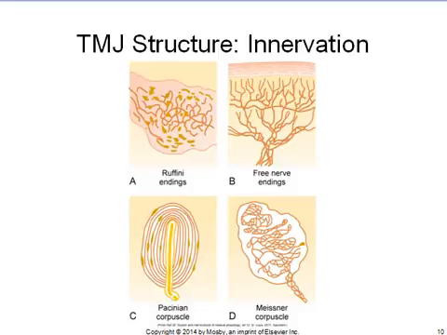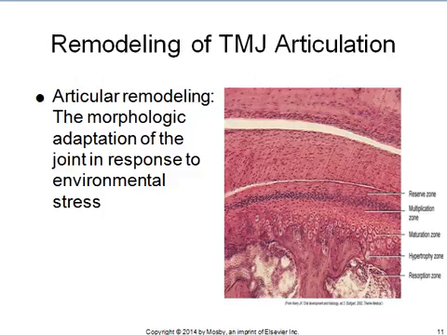Four types of nerve terminals are located in the TMJ. Ruffini endings are sensory receptors that respond to mechanical pressure. Free endings sense temperature, pressure, and pain. Pacinian corpuscles are encapsulated endings of sensory nerves that act as a receptor for pressure and vibration. Meissner corpuscles are responsible for sensitivity to light touch.